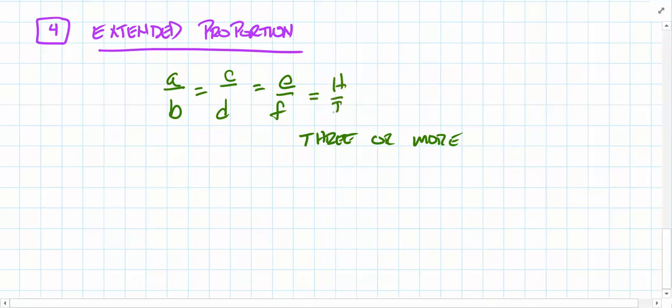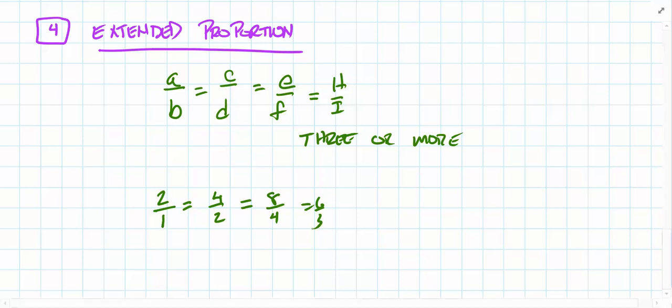Because I could do this. I could say 2 over 1, that's the same thing as 4 over 2. That's the same thing as what? 6 over 3, right? I could do 8 over 4. All of these are the same. It doesn't matter what I do, right? They're all the same. So an extended proportion is 3 or more equal ratios set equal to each other. Does that make sense to you? Fair enough? Okay, awesome.